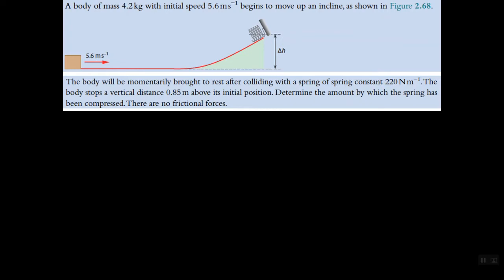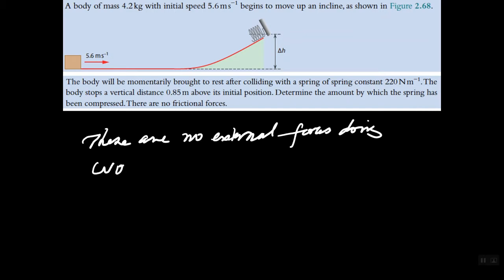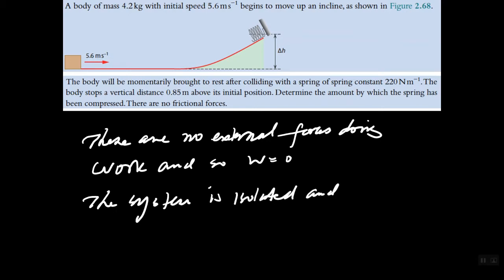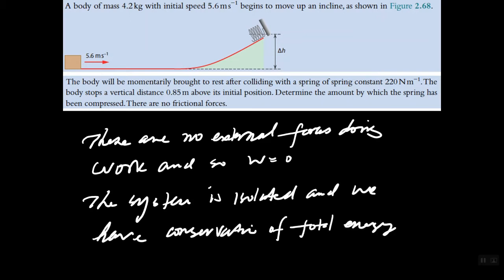There are no frictional force. There are no external force doing work. So work done equals to 0. The system is isolated and we have conservation of total energy. Change in kinetic energy plus a change in potential energy equals to 0.